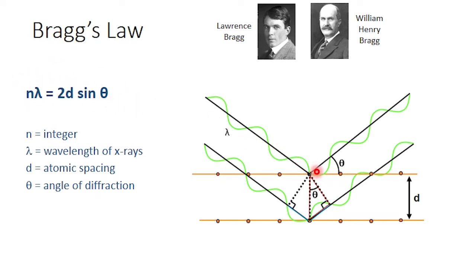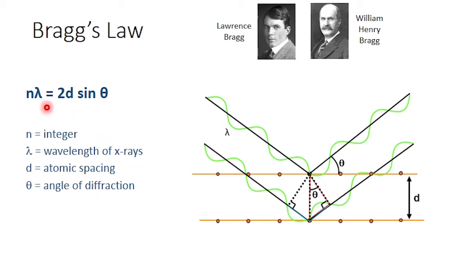Essentially, in this experiment, we are going to be changing the angle of incidence. We're going to be changing theta. And theta is going to change both on the source side and the detector side. As theta changes, we will come upon conditions under which the length of this additional blue line, the length that the second wave has to travel, is going to equal an integer number of wavelengths.